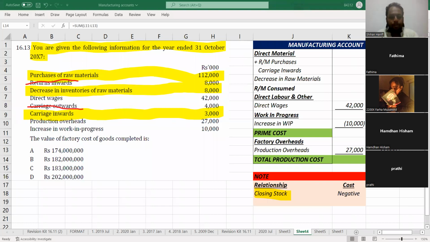Return inwards won't come. Return inwards goes to selling and distribution expense. Why is the decrease in raw material added? Because there is a negative relationship. Will cost decrease? Okay. We'll move on to another past paper question.